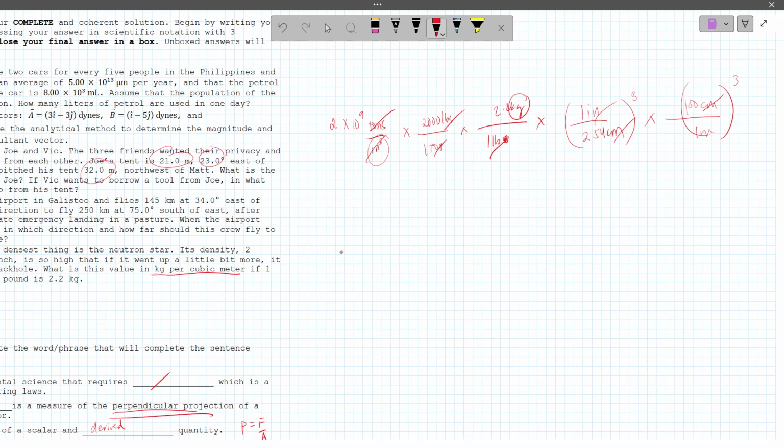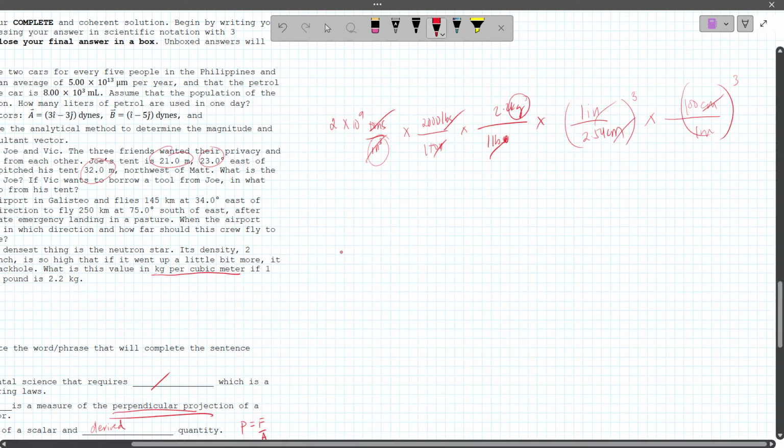divided by 2.54 raised to 3. Tama ba? Yeah. Okay. So this will give me the answer na density is 5.37 times 10 raised to 17 kilogram per cubic meter.